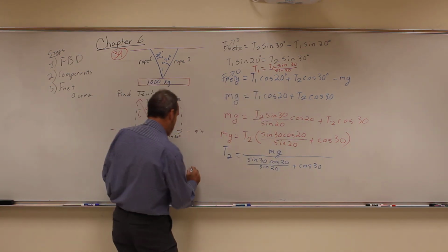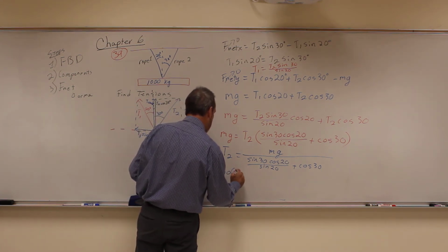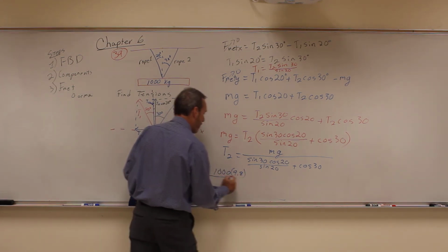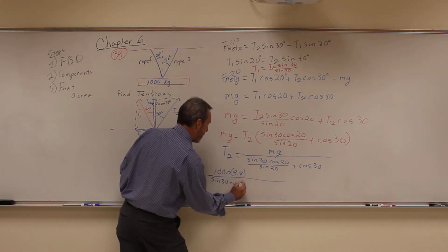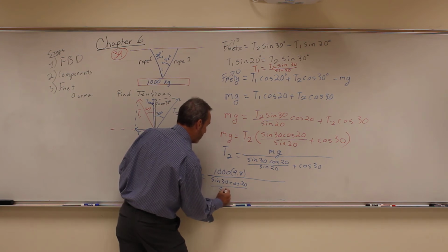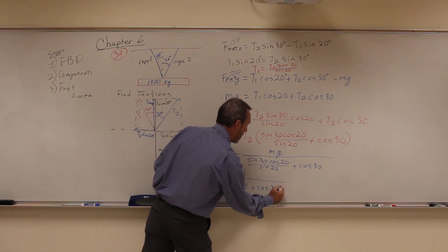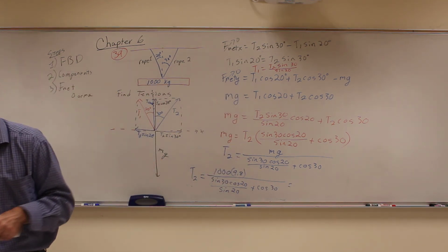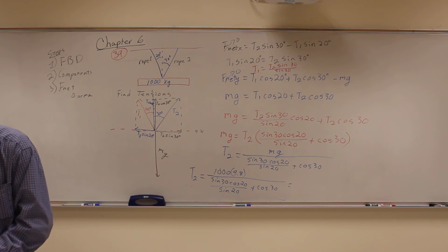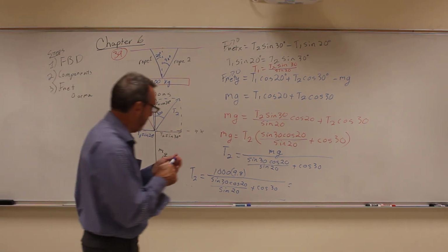And we can plug in the numbers and we say, well, this is just 1,000 times 9.8, all divided by sine 30 cosine 20 over the sine of 20 plus the cosine of 30. And when you do that, you get the tension for T2 is equal to 4,380 newtons.